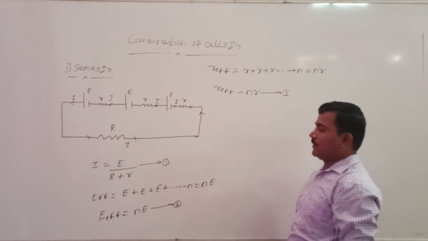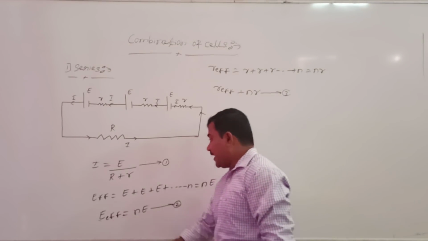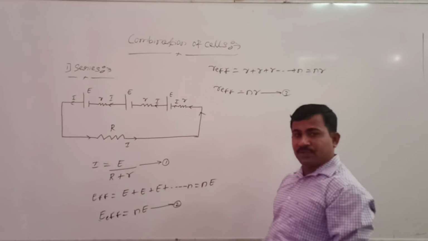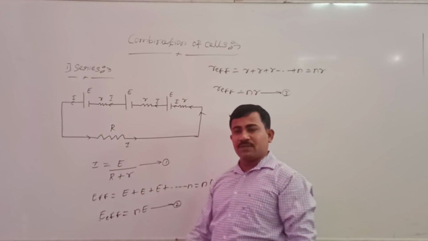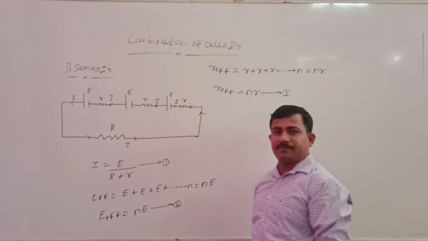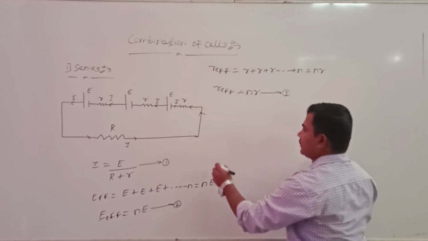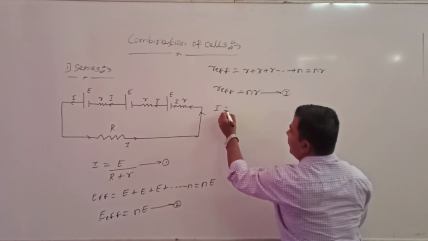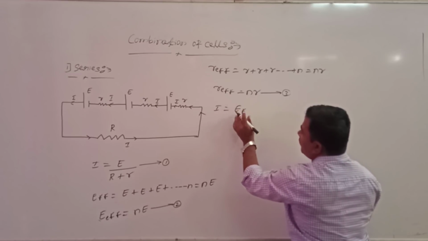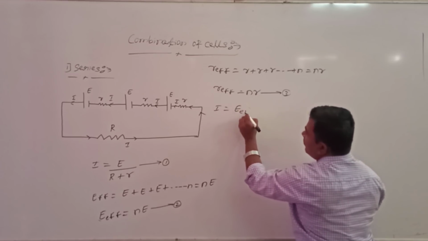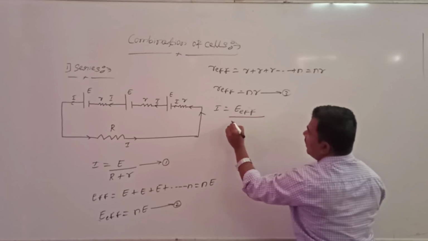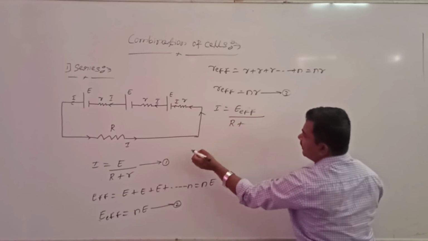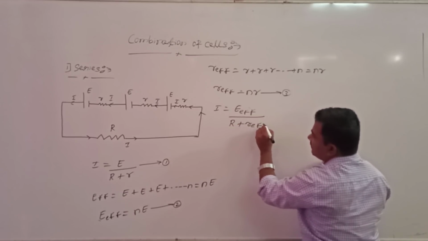Writing, students. Due to the effective EMF and effective internal resistance, the current can be modified. In series combination, the current always remains the same. See here how to modify equation 1. I equal to E effective divided by R plus small r, which can be replaced by R effective.